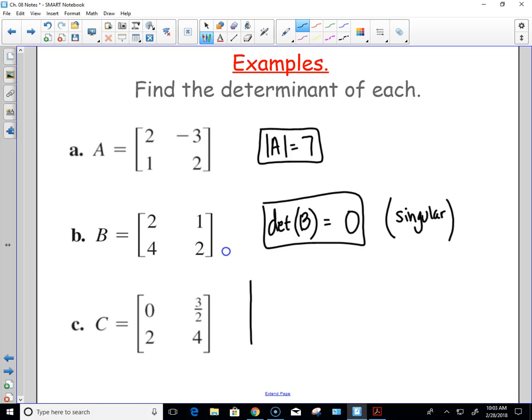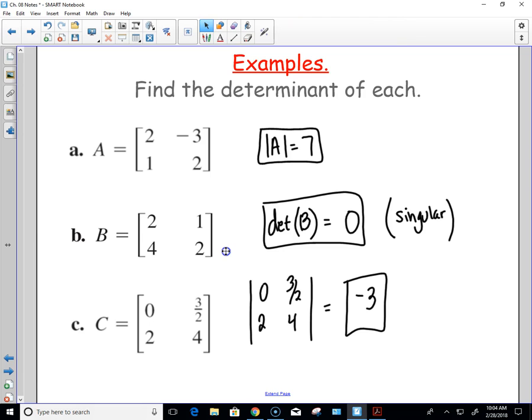Letter C. I'll go ahead and use the other notation. If the matrix ever appears in an absolute determinant, this is rarely used, but it could be. What'd you guys get? Negative 3. Good. So, has an inverse, doesn't have an inverse. But the determinants do exist. 7, 0, and negative 3. Are we good? Main minus opposite.